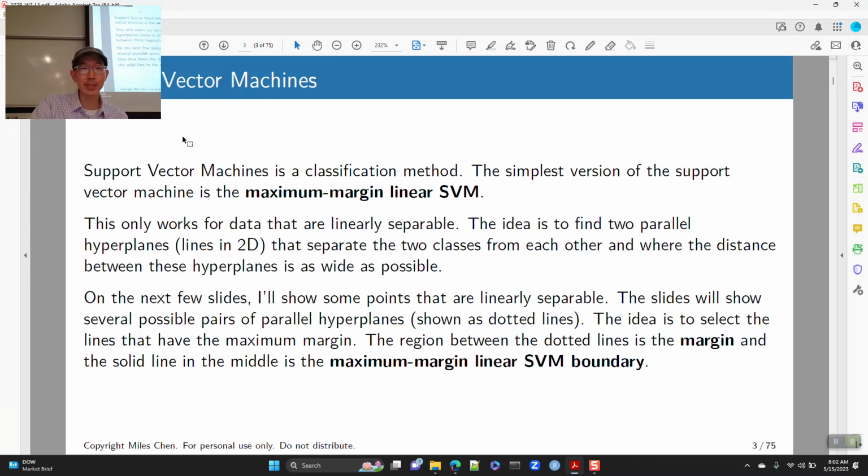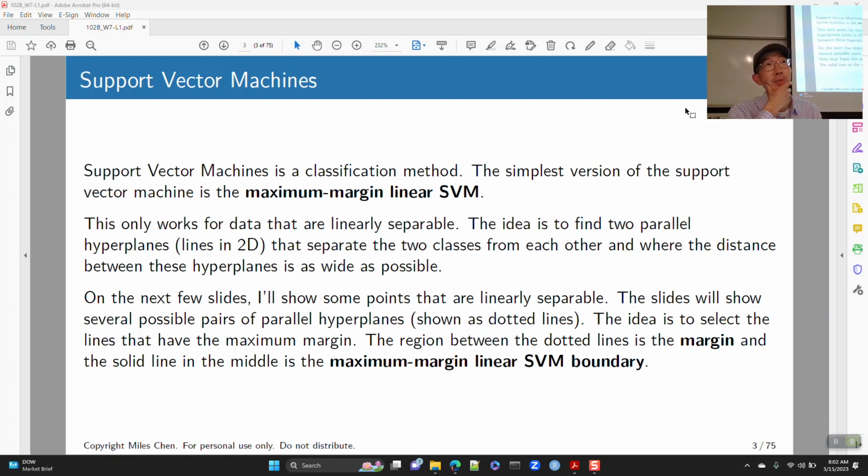Okay, it's a classification method. All right, and we'll start by looking at the very simplest version of the support vector machine, which is what we call the maximum margin linear SVM, and that's literal. Yeah, it's just drawing a line. So the width of your margin is as wide as possible, the maximum margin. Okay, and that method works only for data that are linearly separable. Okay, and I'll show you some picture examples of it.